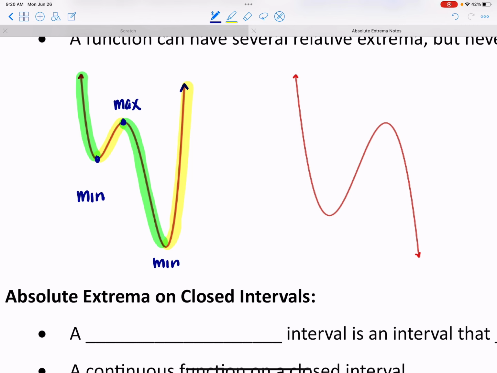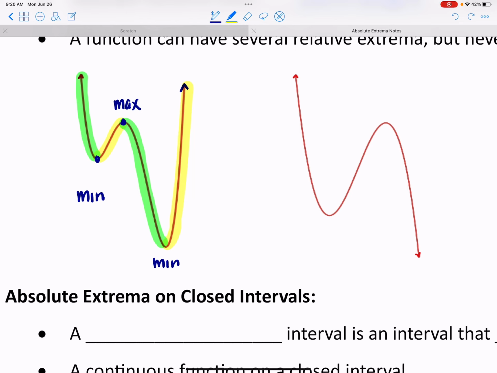Now, in this particular graph, we could call these two minimums both relative minimums, and we can call that maximum a relative maximum. But we can also refer to the relative min here as an absolute minimum because there is no point that is lower than that point. That is absolutely the lowest point on that graph.